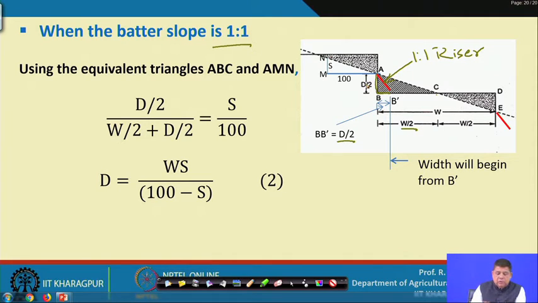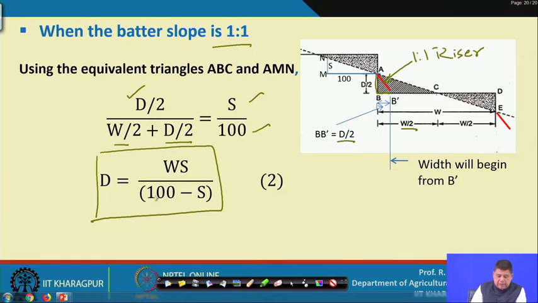So, here using the equivalent triangles ABC and AMN, in this case we will get D by 2 by W by 2 plus D by 2 equals S by 100, or D comes out to be WS by 100 minus S, that is when riser slope is 1 is to 1.